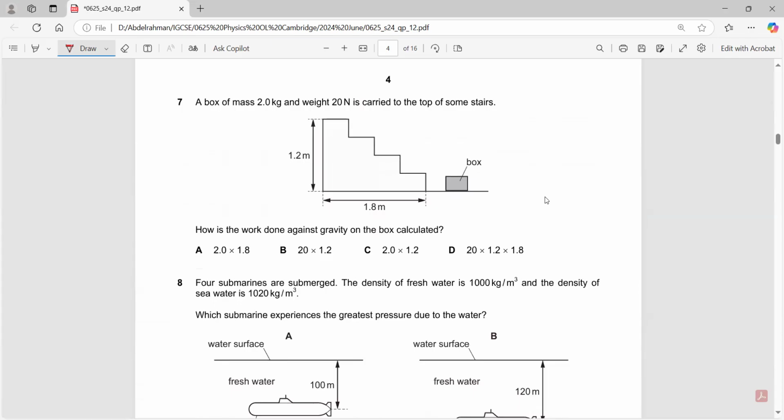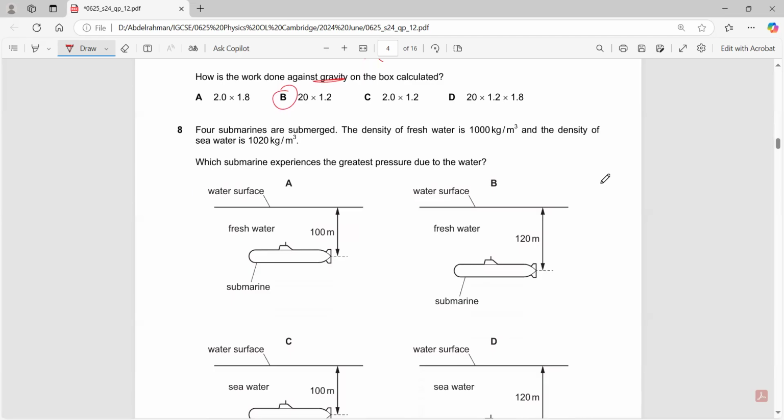A mass of 2 kilograms and a weight of 20 is carried to the top of some stairs. How is work done against gravity? Against gravity, so basically you need to lift the box upwards. Do I need the 1.8 distance? No, I do not need the 1.8 distance. I actually need the 1.2. Work done is force times distance, not mass times distance. We need force, which is the weight, times the upward vertical distance: 20 times 1.2.